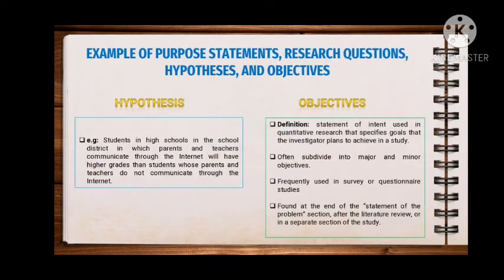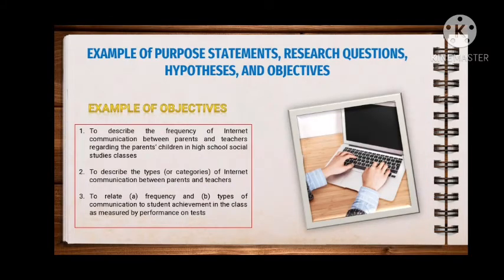Okay, let's move to the next example about hypothesis in quantitative research. Here, the example is: students in high school in the school district in which parents and teachers communicate through the internet will have higher grades than students whose parents and teachers do not communicate through the internet. And then the last example is the objective of the research.